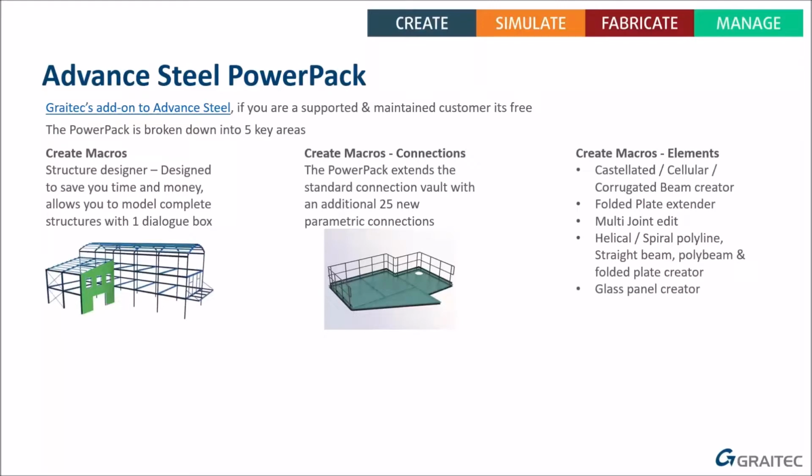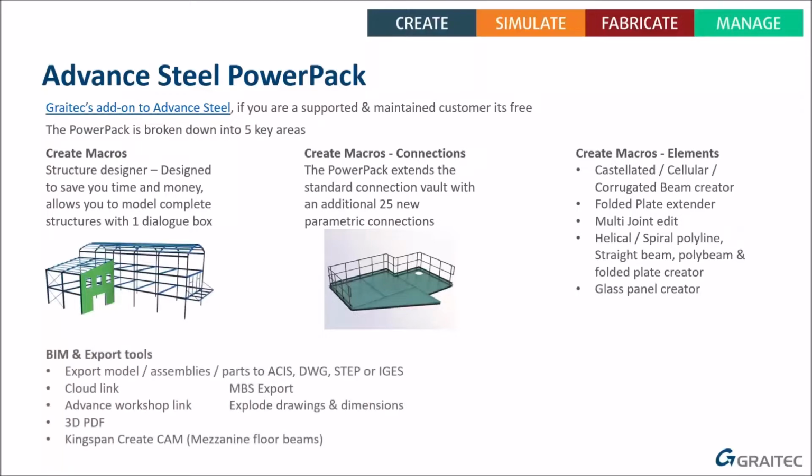We then have just our individual elements, so things like our spiral polyline or spiral beam creator. We do have a folded plate extender, which I've just been speaking to someone about earlier this morning. It means you can create folded plates on the edges of plates without having to actually change your UCS.